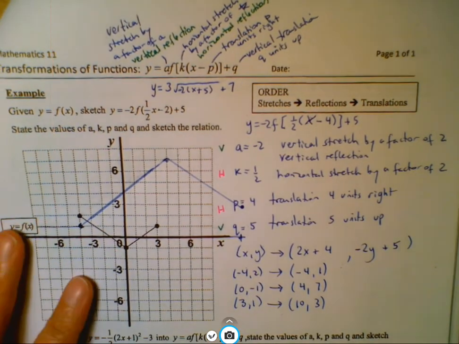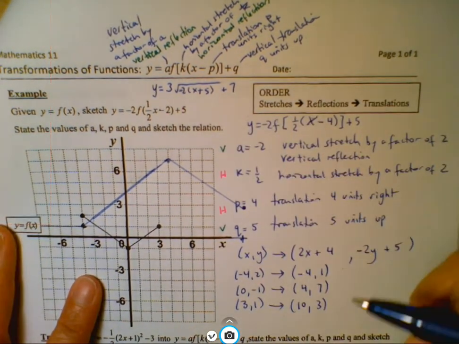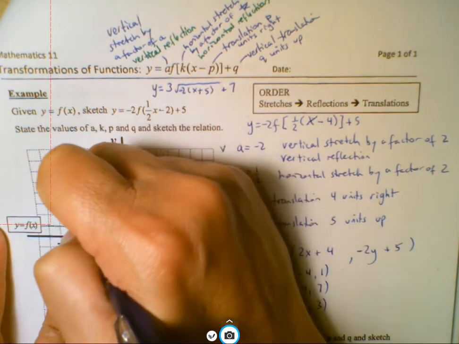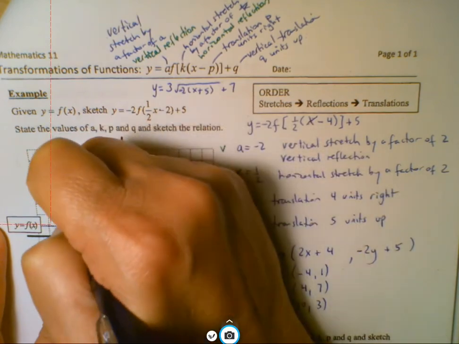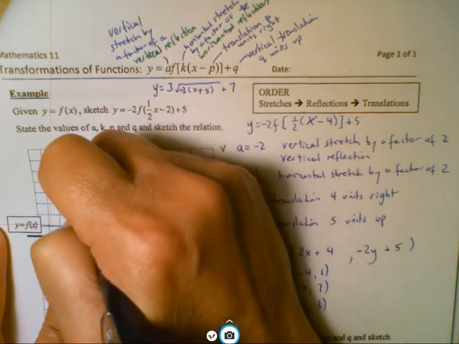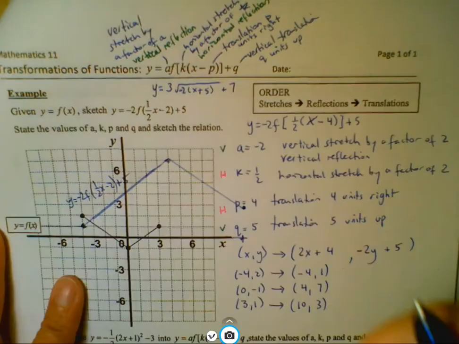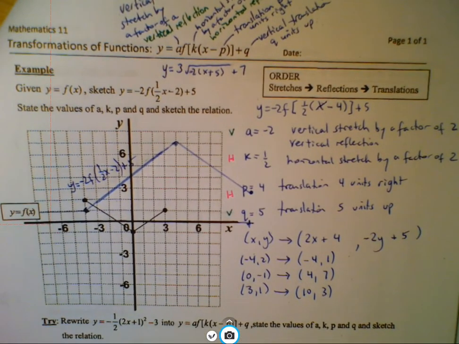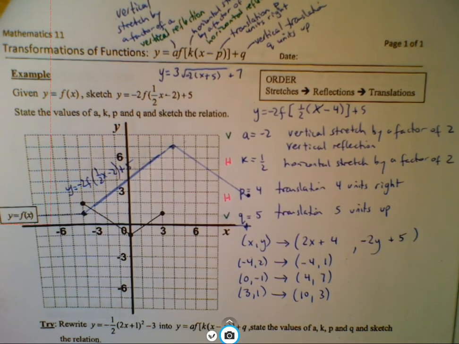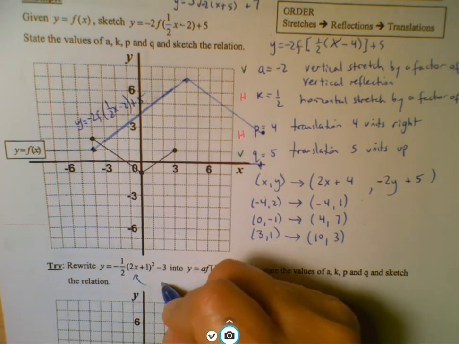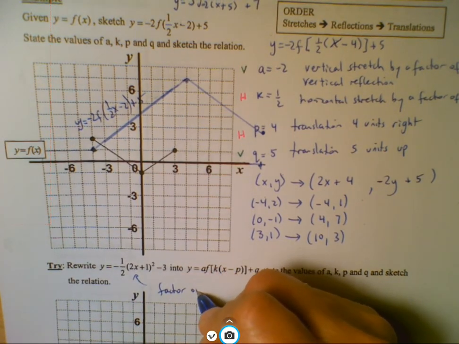And I'm going to label it. I won't do it here because my other writing is here, but I'm going to label it y equals negative 2 f of 1/2 x minus 2 plus 5. Okay, and that's how you transform with all the transformations all at once. You can do this down here, try it yourself. Remember, you must factor out the k.